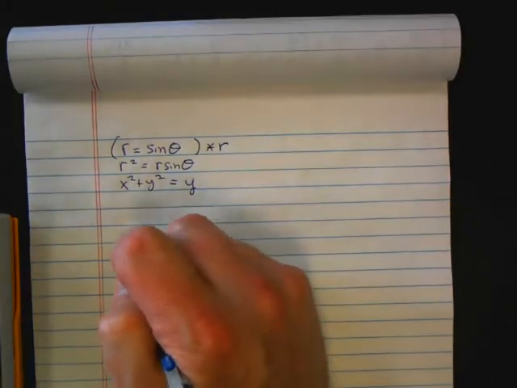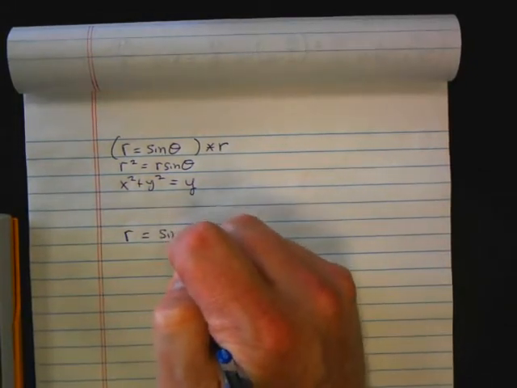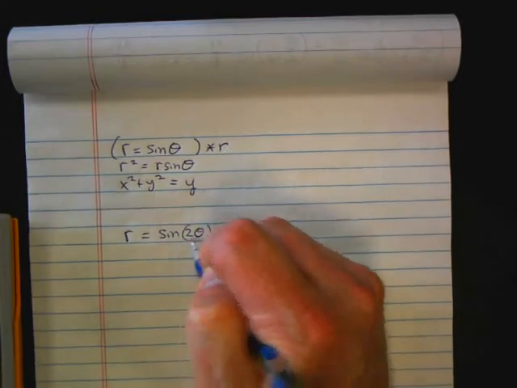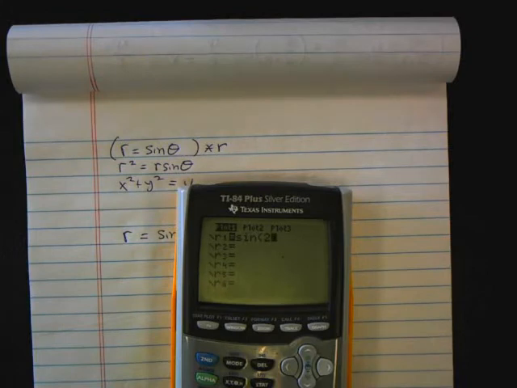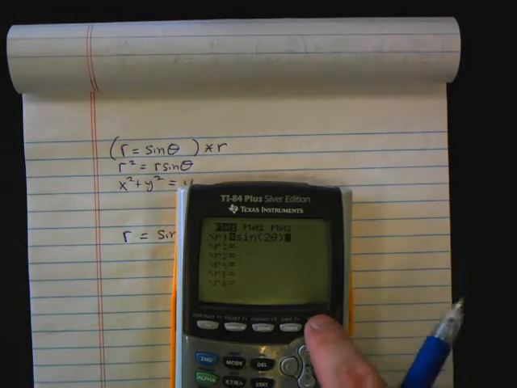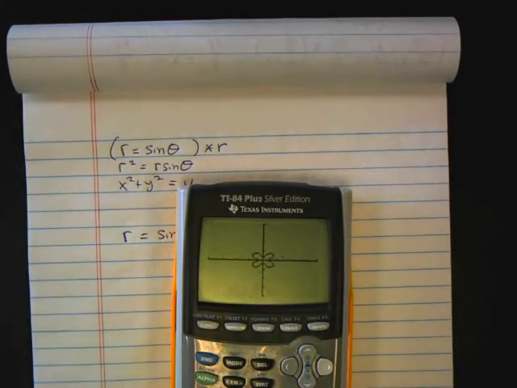Questions on that? How about this one? R equals sine of 2 theta. Look at that pretty picture. What do you call that?